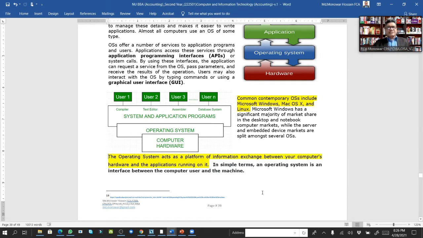The operating system acts as a platform for information exchange between your computer, the hardware, and the applications that run on it. In simple terms, an operating system is an interface between the computer, user, and the machine.